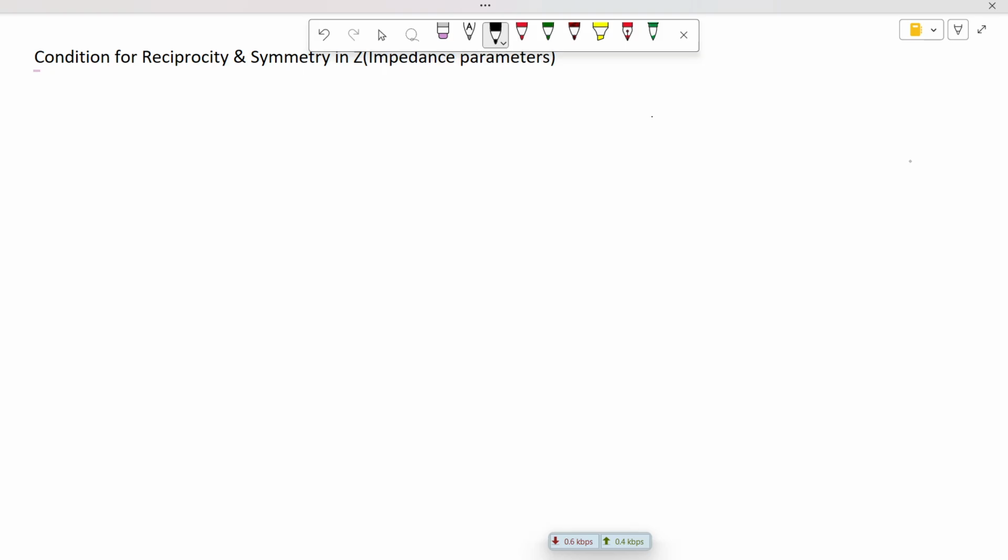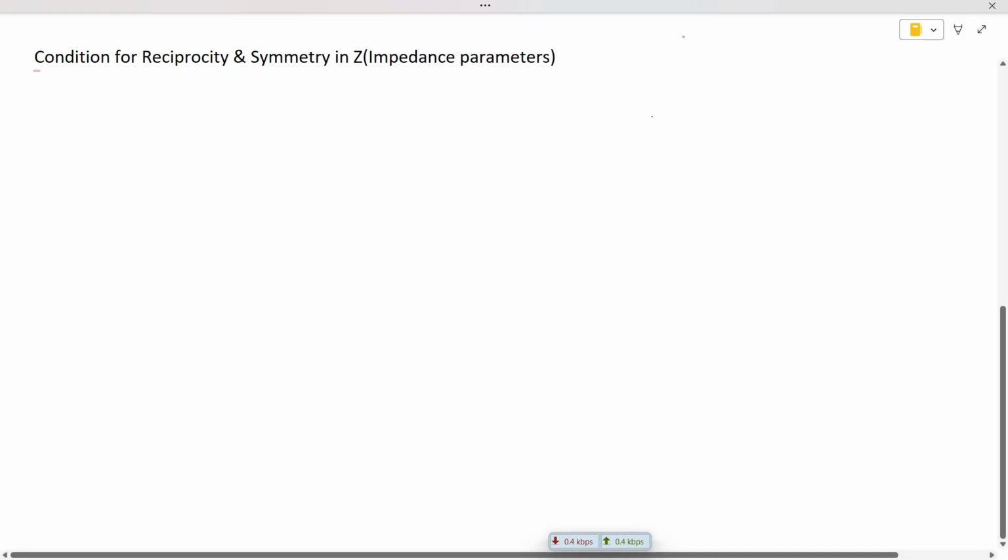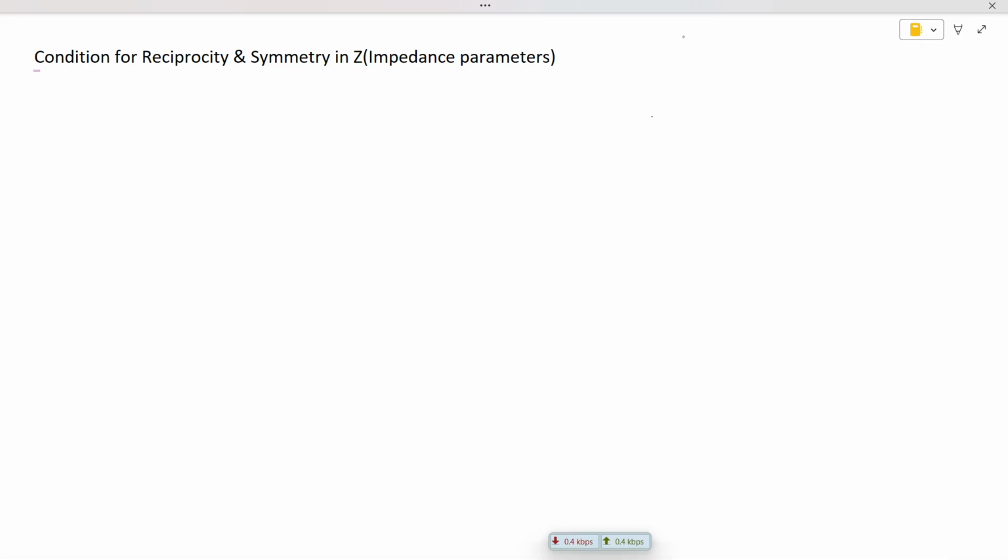Today we are going to find the condition for reciprocity and symmetry in Z parameters, which are also called impedance parameters. So what is the meaning of reciprocity? We have to find out the ratio of response to the excitation. Response means current divided by voltage.